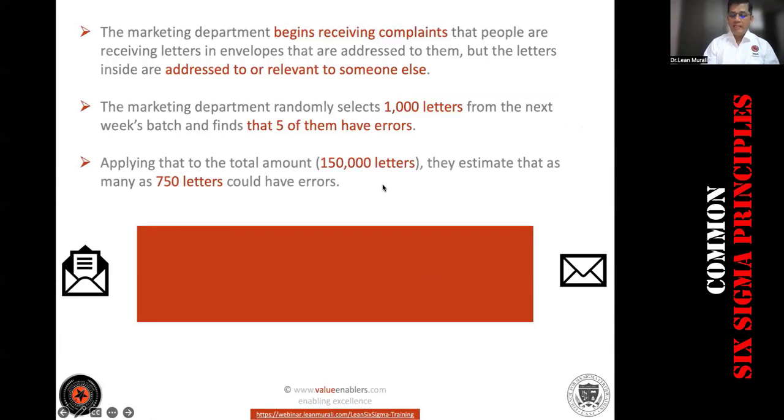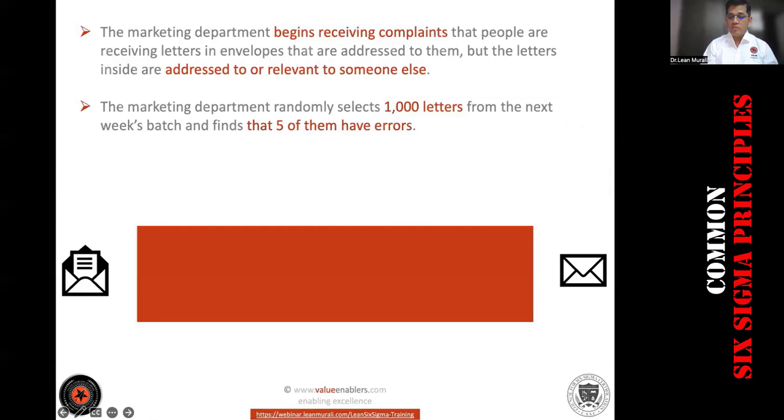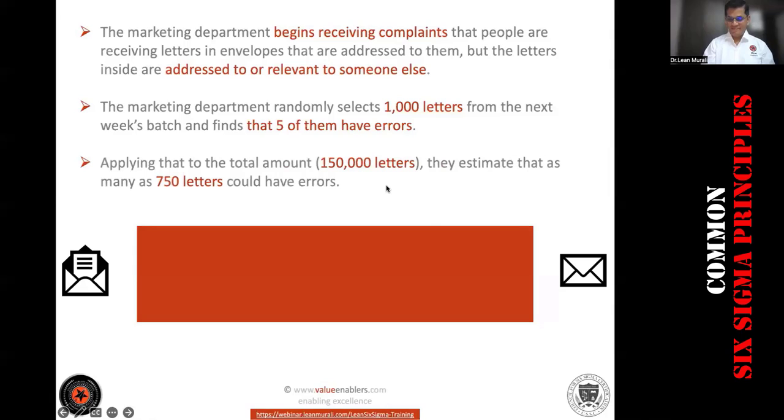Now, applying that logic, if 5 letters in 1,000, how much would it be for 150,000? Because 150,000 is being dispatched every week, right? So if you extrapolate that, out of 1,000 they found 5. Out of 150,000, how many errors would there be? And the answer is this. If you have understood this, give me a 9 or 10 if it is clear.